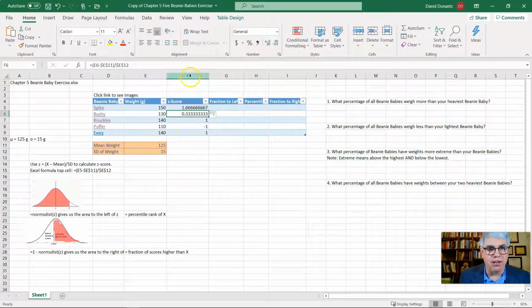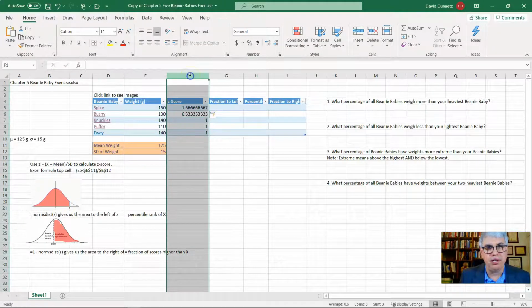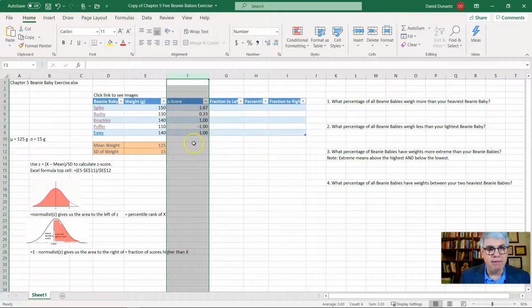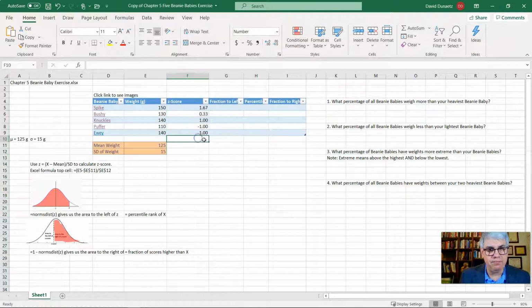Now, I don't like all those decimal points. I'm going to select the column, and I'm going to change the number format to number. And there we've got some z-scores.